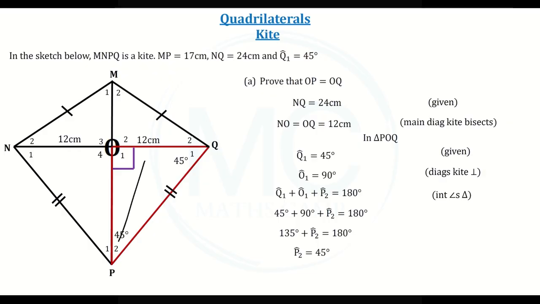OQ lies directly opposite the 45-degree angle at P2, and OP lies directly opposite the 45-degree angle at Q1. So we can see that OP is the same length as OQ because these sides lie opposite the equal angles. We know that OQ is 12 centimeters long, which means that OP is also 12 centimeters long. So let's put 12 centimeters into our diagram for OP.